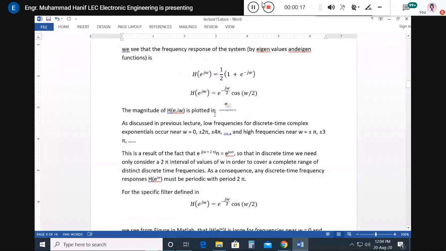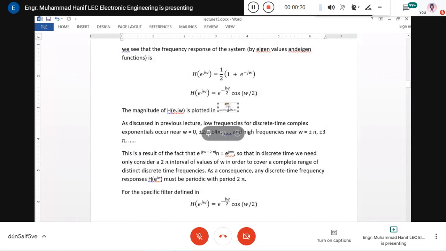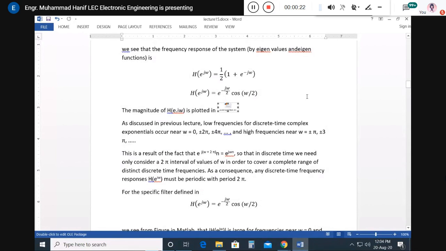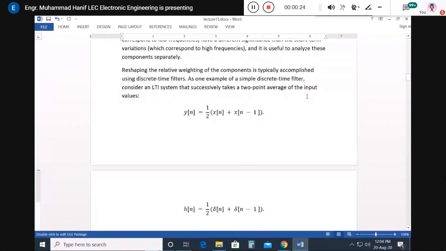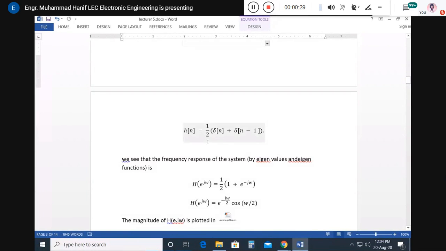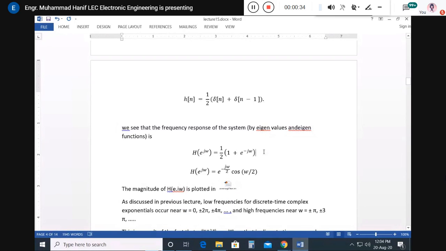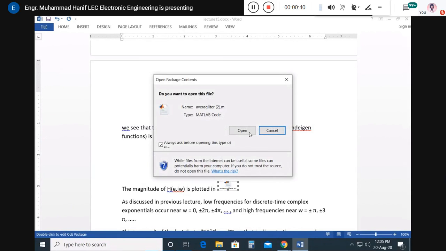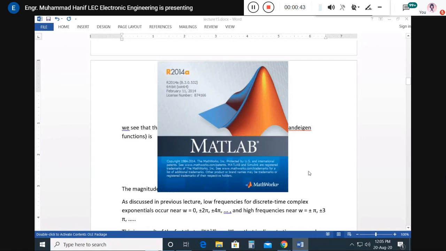Just a brief recap of what we did just now. We consider a discrete time averaging system with an impulse response h of n is delta of n plus delta of n minus 1. इसका frequency response क्या बनता है? e raised to j omega by 2 cos of omega by 2. और इसको प्लॉट देख ले मैटलैब में.